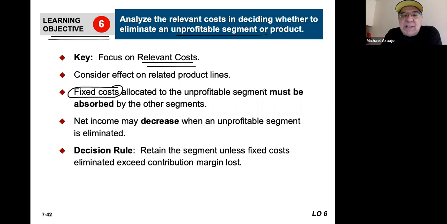So that means that those fixed costs are going to be absorbed by any other products or any other segments of the business the company is keeping.